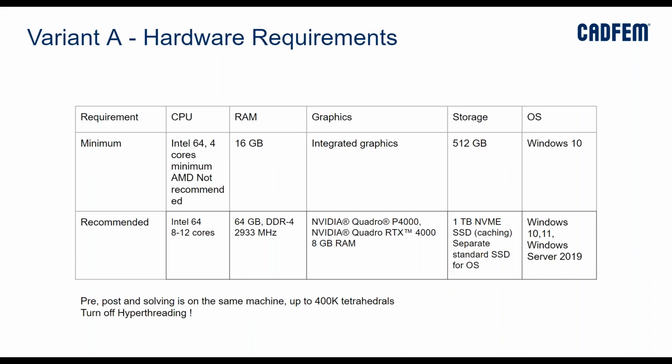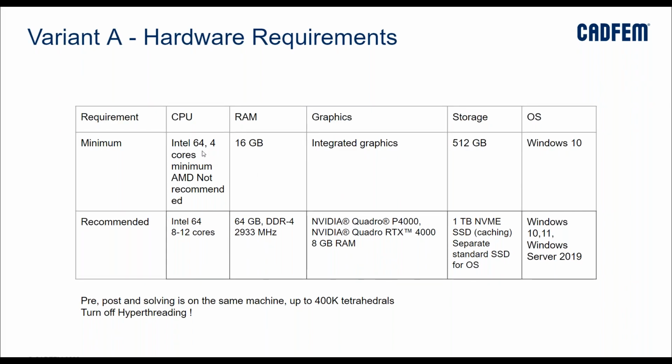Thanks, Alex. Okay, so as Alex said, variant A, which is basically a single machine, the minimum requirements would be 16 gig of RAM and integrated graphics if you're not using any GPU solvers, 512 gig of storage, and Windows 10.